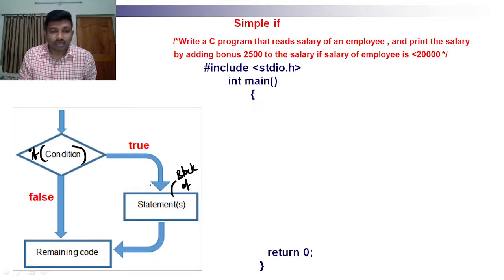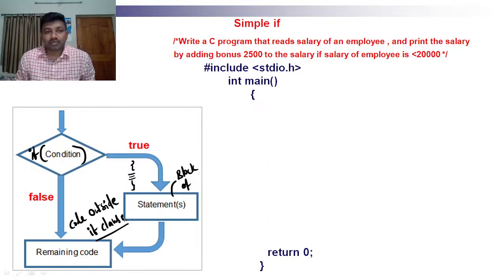We say block of statements. If the block has more than one statement, then we use an open curly brace and a closed curly brace, and we write the statements inside. In fact, if the condition is false, we will be executing the code outside the if block. Code outside the if block, right? Fine. So let us try to understand this with a simple example.